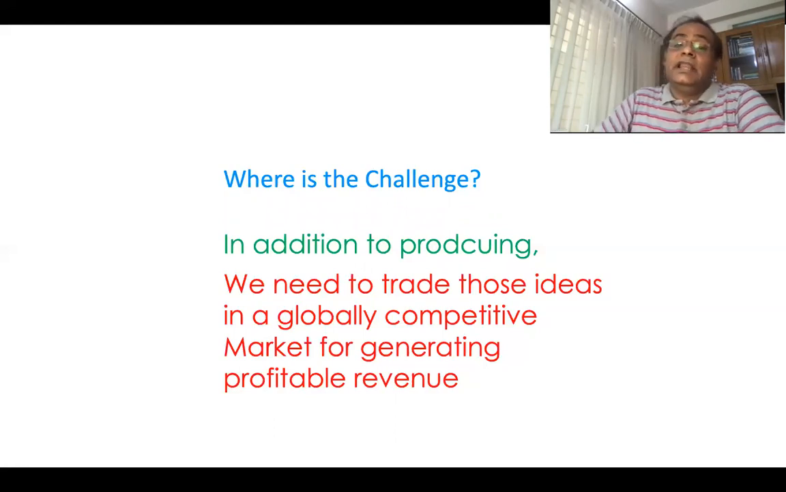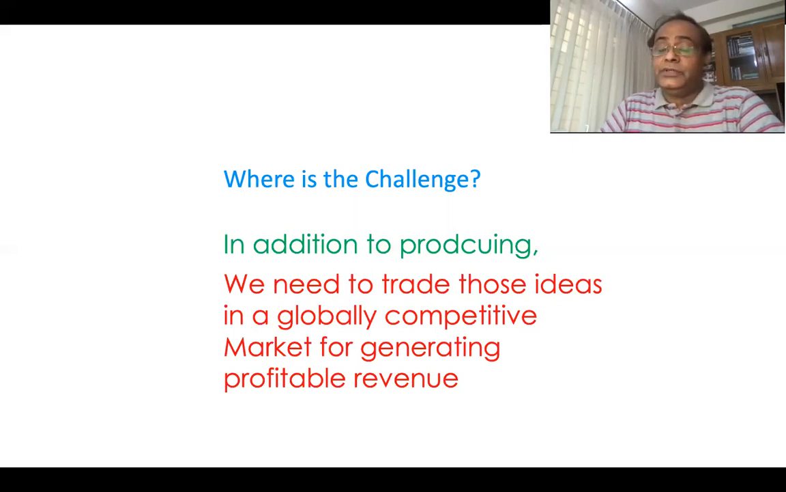And that's the place where life becomes very interesting. That is, you study electrical and computer engineering to acquire the existing knowledge. Then you advance this knowledge further. Then you produce ideas to make products better and cheaper so that we can get our jobs done better at less cost in a more convenient way. And next, we need to succeed in trading them in a globally competitive market to produce profitable revenue.